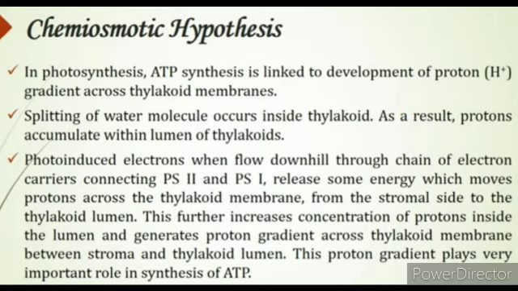Photo-induced electrons, when flowed downhill through the chain of electron carriers connecting PS2 and PS1, release some energy which moves protons across the thylakoid membrane from the stromal side to the thylakoid lumen. This further increases the concentration of protons inside the lumen and generates a proton gradient across the thylakoid membrane between the stroma and thylakoid lumen. This proton gradient plays a very important role in synthesis of ATP.